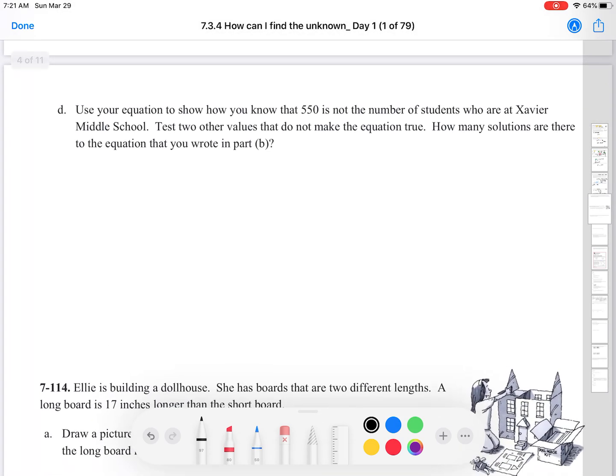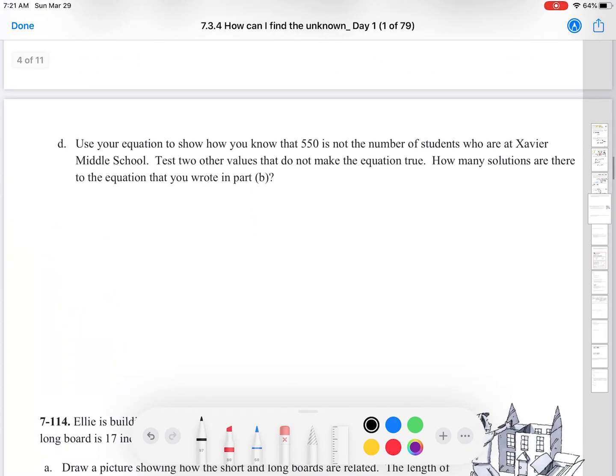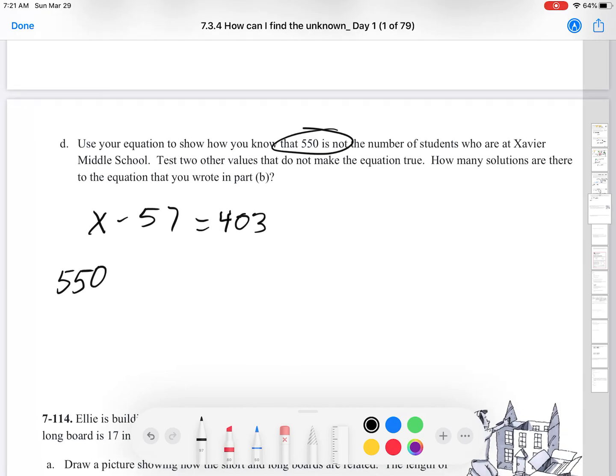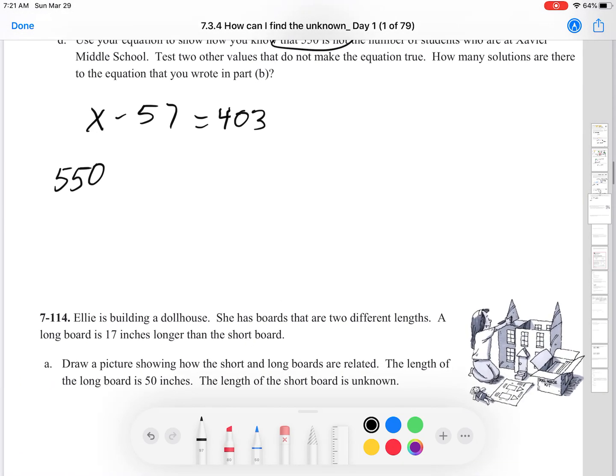Use the equation to show that 550 is not the number of students who are at Xavier Middle School. Test two other values to make that equation true. How many solutions are there to the equation that you wrote in Part B? So what they're saying is that x minus 57 equals 403, right? What they're doing is showing that 550 does not work. So what we could do is say 550 minus 57, right? What does that equal?